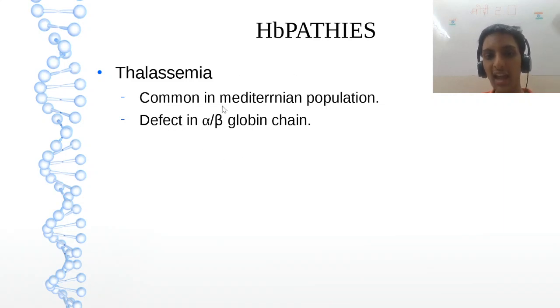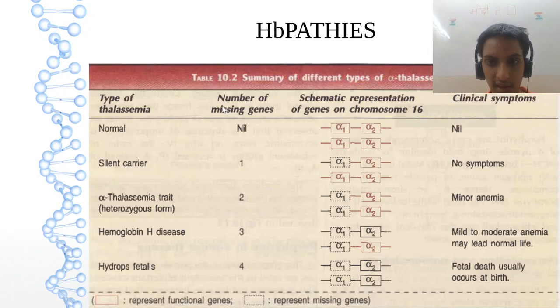What is important is the types of thalassemia: alpha and beta, two types. Let's see alpha first. There are four types: silent carrier, alpha thalassemia trait, HbH disease, and hydrops fetalis. The gene copies are on chromosome 16. Normally all the genes will be there, but as we go from 1 to 4, one gene will be lost.